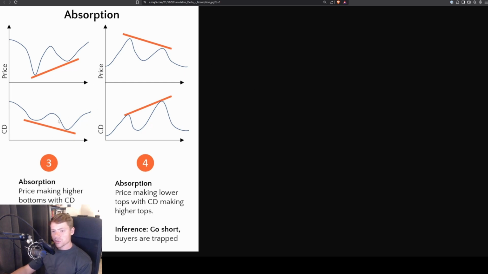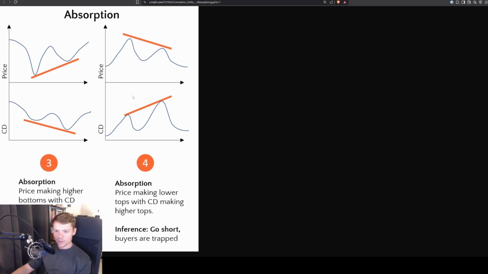Again, it does not show limit orders. All it is tracking will be aggressive buyers or sellers. So here we can just go over a basic absorption. Price making a higher high while CVD is making a lower low, and then price making a lower low while CVD makes a higher high.